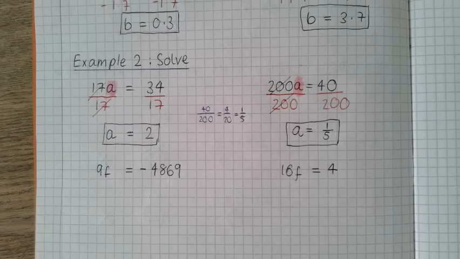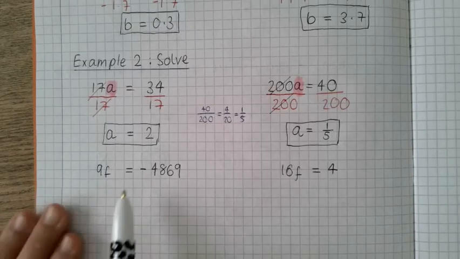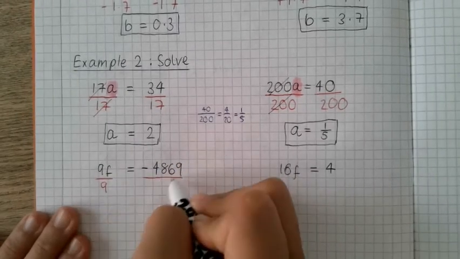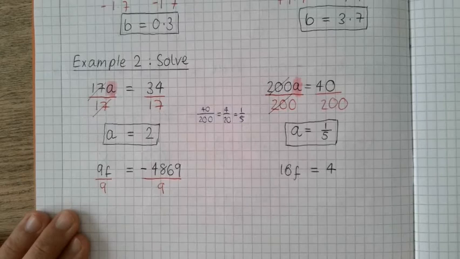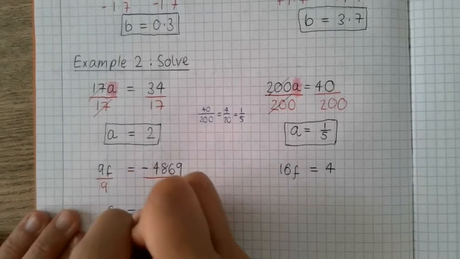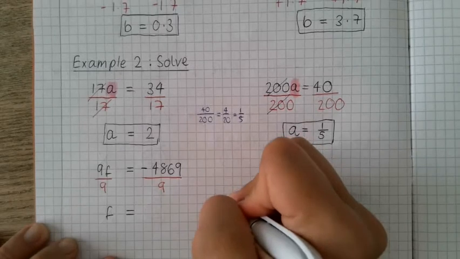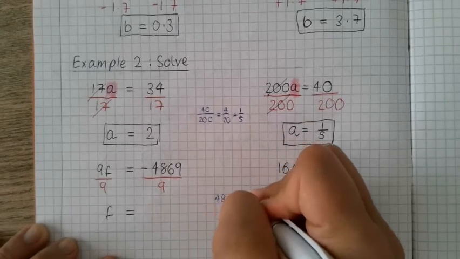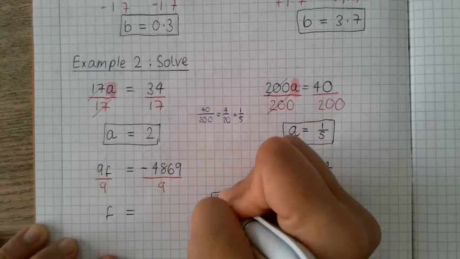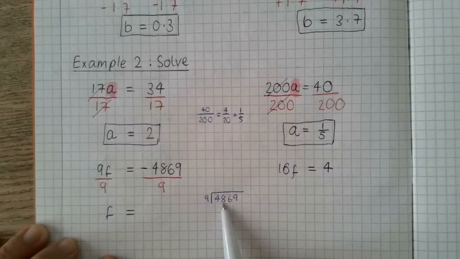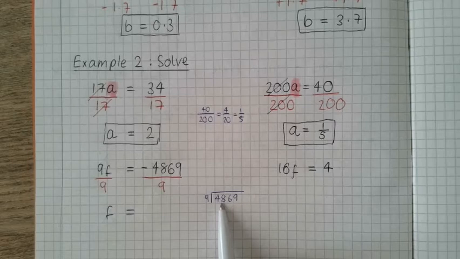Okay, get a different colour pen and mark your work. I'm going to whiz through these. So for this one we have to divide by 9 on both sides. That helps us to get this F by itself on the left hand side of the equation. And then I would use bust up division to do 4,869 divided by 9. So I'm just going to need to do that quickly. So 9 goes into 36 4 times.